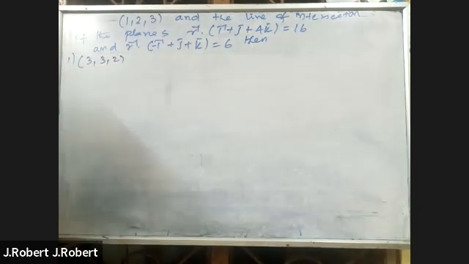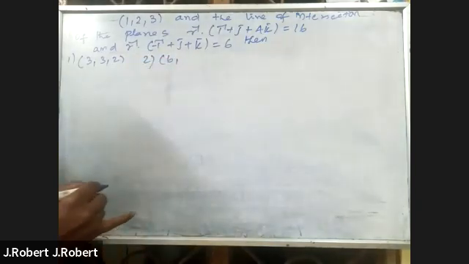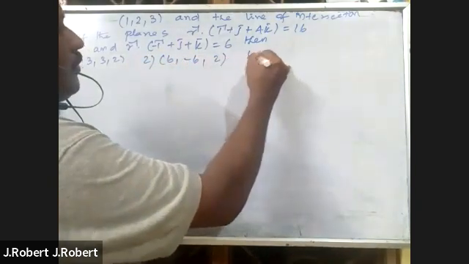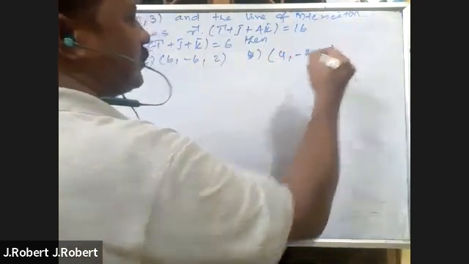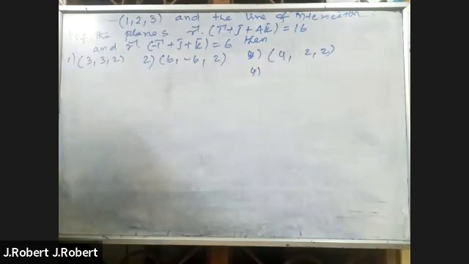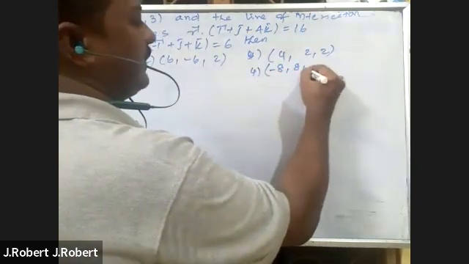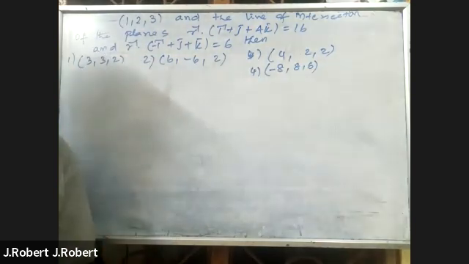The first option is 3, 3, 2. Second, 6, minus 6, 2. Third, 4, minus 2, 2. Fourth option is minus 8, 8, 6. I want everyone to listen, because we are using the option method. In a direct problem, first of all we have to find the plane passing through the point 1, 2, 3 and the line of intersection of the given planes.